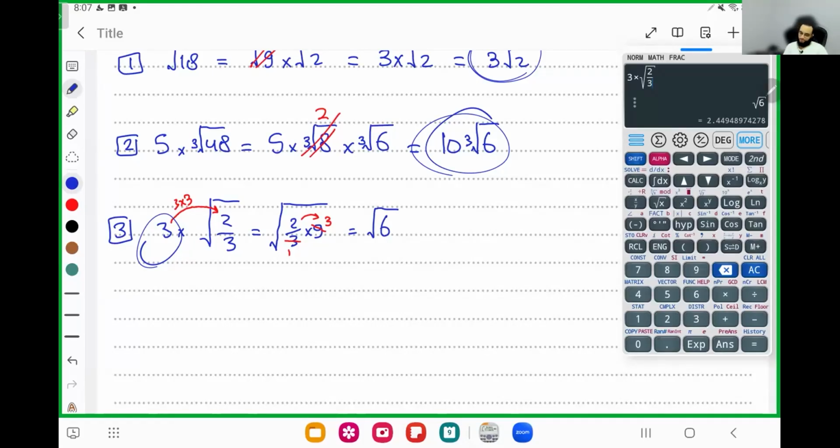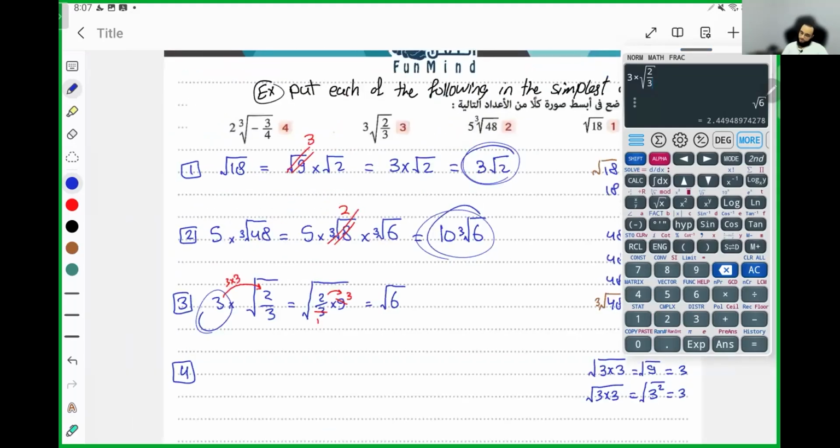Nadine, number 4. Is the 2 outside a square root or outside the cubic root, Nadine? It's outside the cubic root. So if you want to get it inside the cubic root, you have to multiply it by itself 2 times or 3 times? 3 times. 2 times 2 times 2 equals?